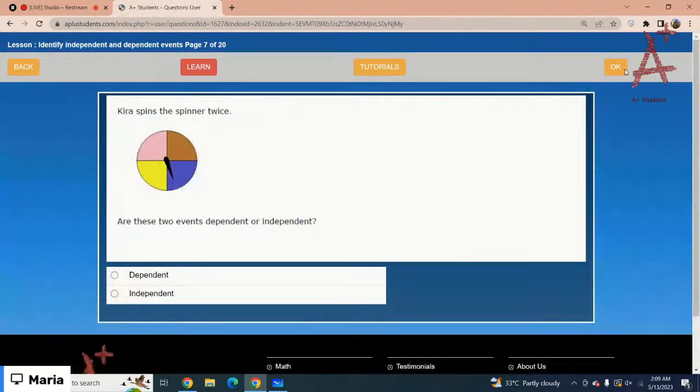Okay, Kira spins the spinner twice. Are these two events dependent or independent? Keep this very important point in your mind. Whenever you are working with dice and spinners, the events are always independent. Got it? Because whenever you throw a die, you have six options. And whenever you spin the spinner, you have four options. You cannot remove any option from the spinner. So it would be an independent event.